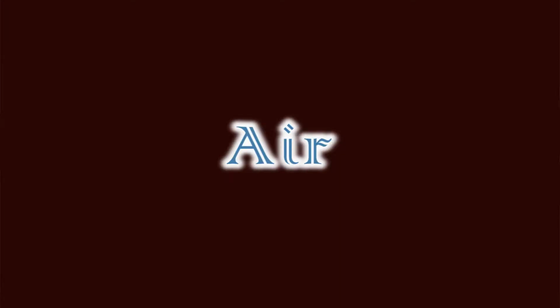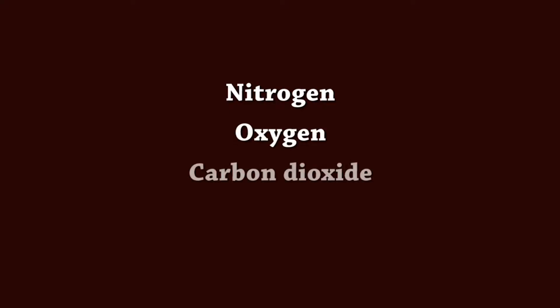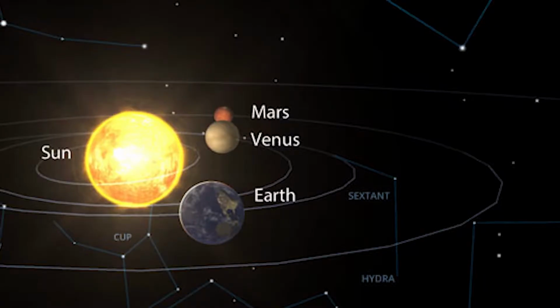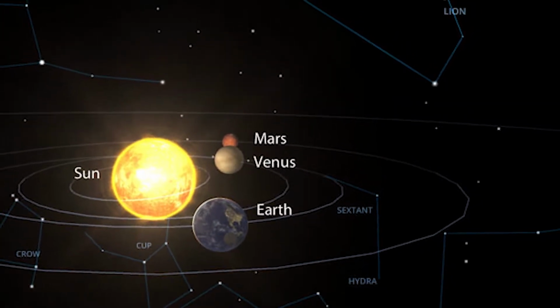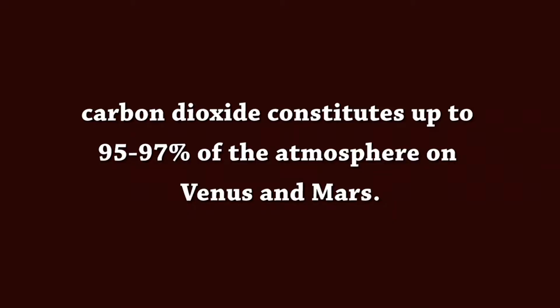Air. Air is a mixture of many gases like nitrogen, oxygen, carbon dioxide and water vapor. It is interesting to note that even the composition of air is the result of life on earth. In planets such as Venus and Mars, where no life is known to exist, the major component of the atmosphere is found to be carbon dioxide. In fact, carbon dioxide constitutes up to 95 to 97 percent of the atmosphere on Venus and Mars.